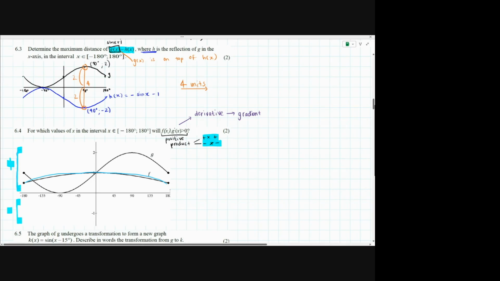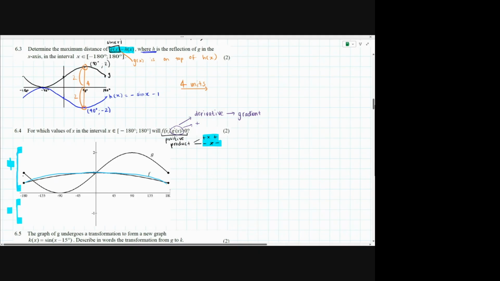Okay, so let's think about this clearly. I know f of x is positive, so I need to find out where this gradient is also positive, because I know that my product must be positive. So f is already only positive, and the only way for me to get a positive product is to times it by another positive. So I want to have a look at my sine graph and see where my gradient of my sine graph is positive. So let's go have a look.